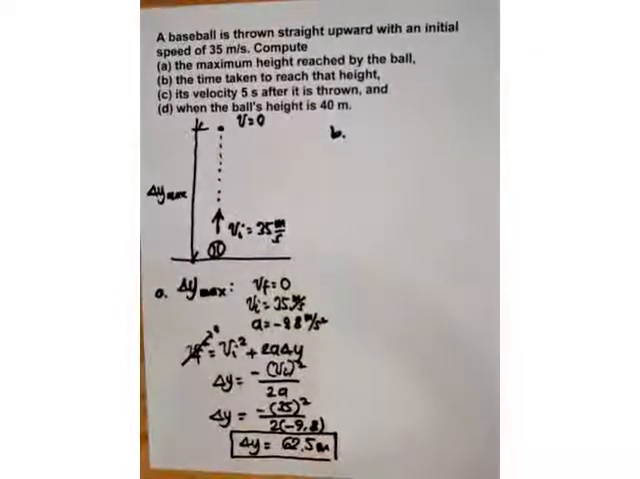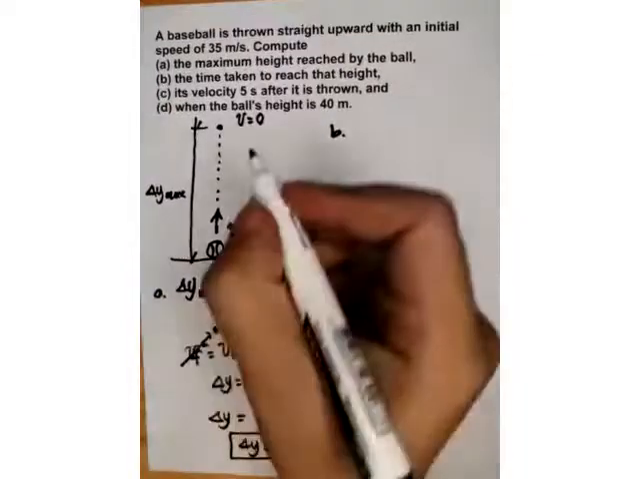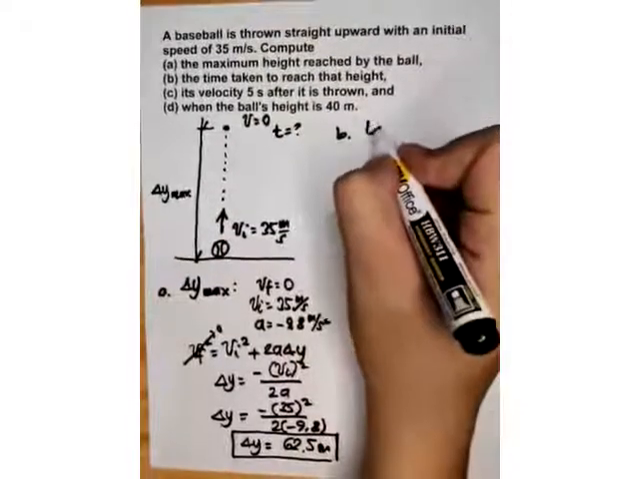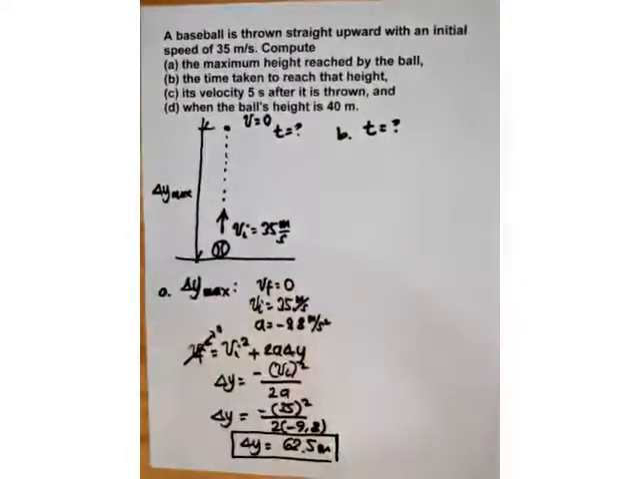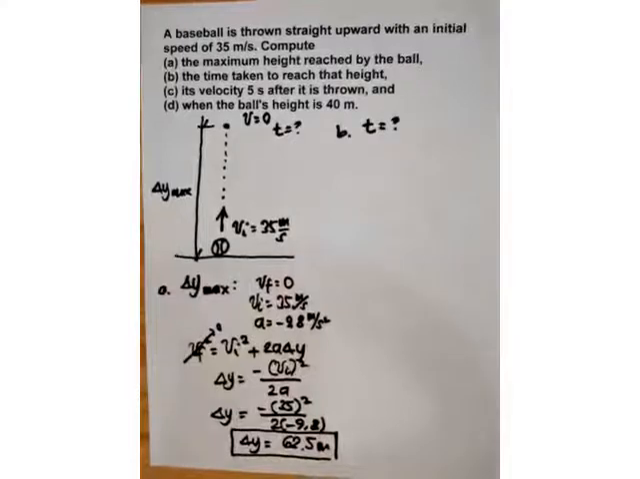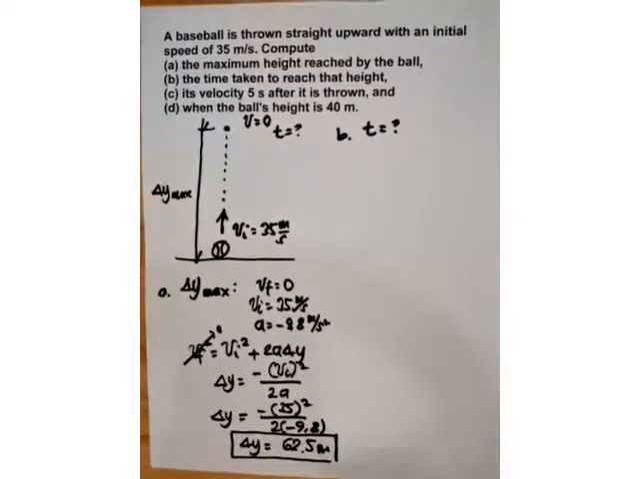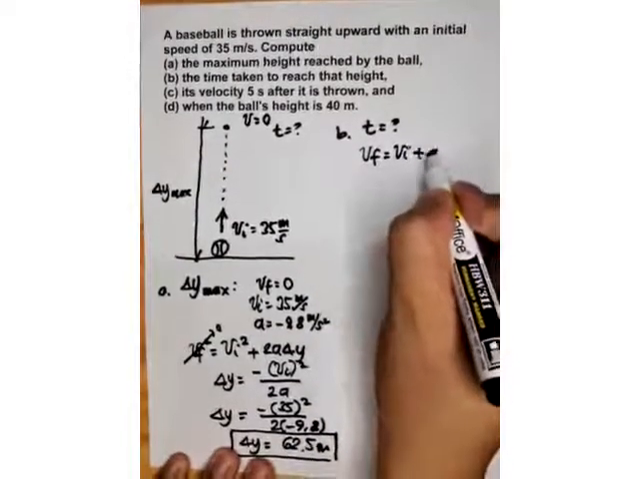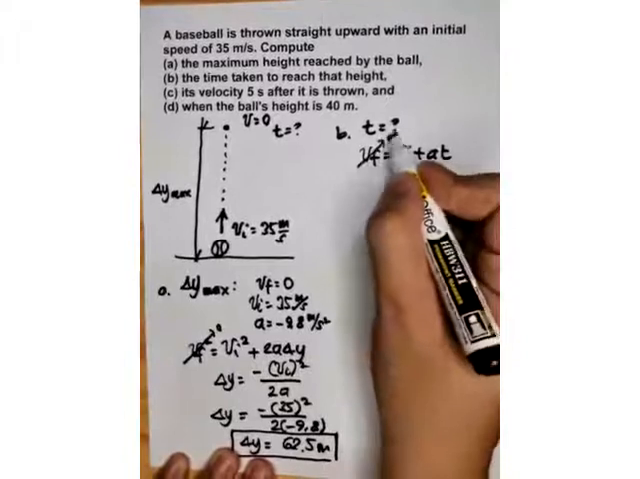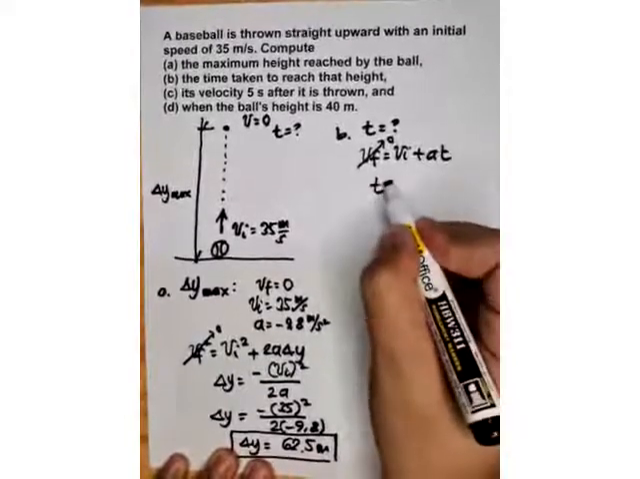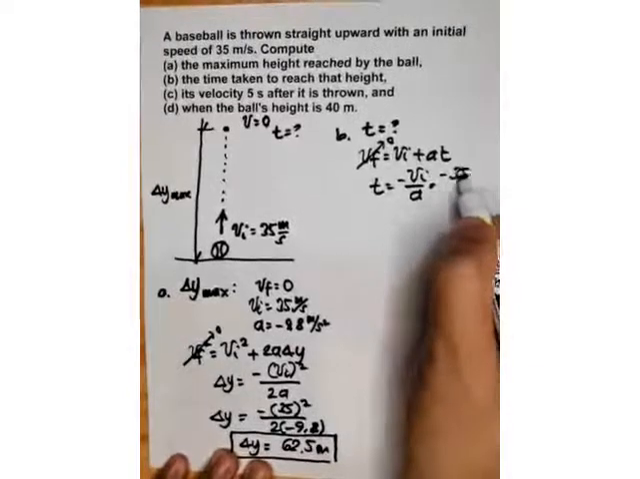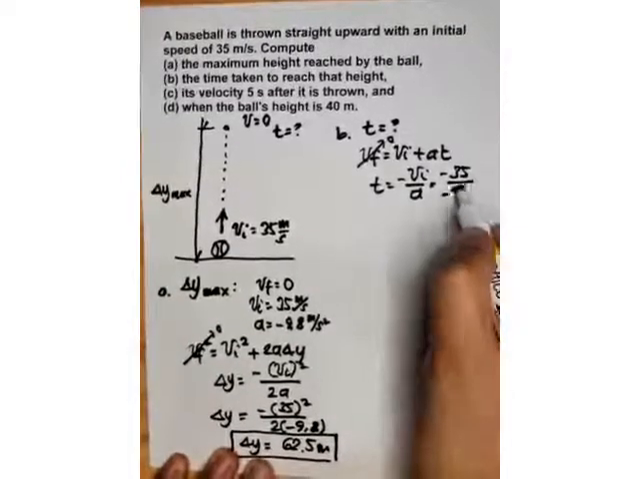Okay, what is the time taken to reach that height? So this time, ano yung time to reach the maximum height? Ano yung formulang gagamitin natin? V final is V initial plus AT. But V final is 0. So T is equal to negative V initial over A. So that's negative 35 over negative 9.8.